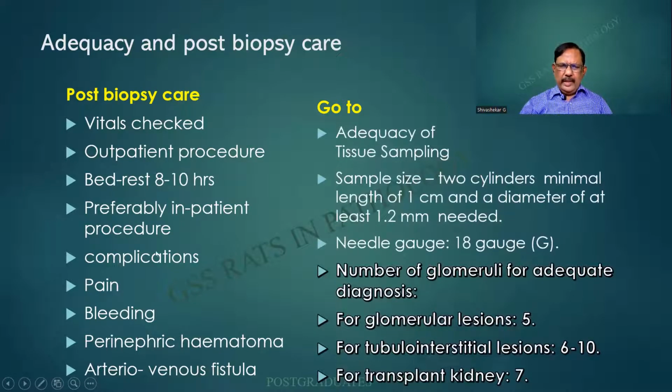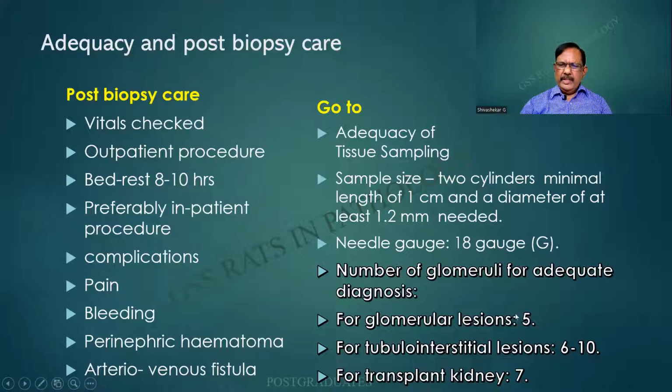So look at the entire chain of events over there. Patient is being admitted, biopsy is being performed, post-biopsy patient is being taken care of, after which they are going to the adequacy of the tissue sampling. At least so many cylinders are needed, and this has to be the thickness of it. The needle gauge, there are several ones. 18 gauge is okay. 25 gauge will be a little too much, but then this can be an ultimate dictum.